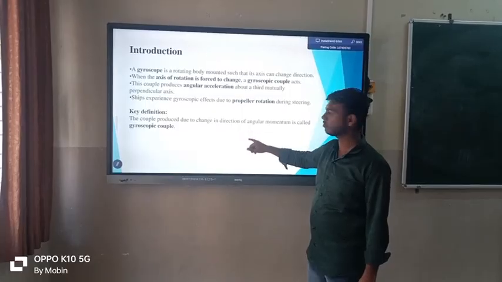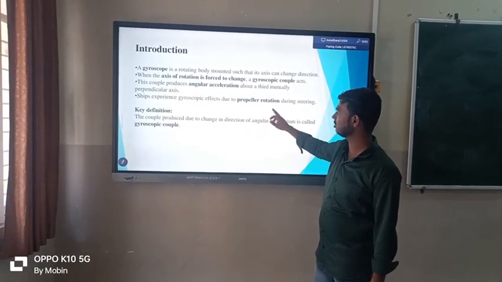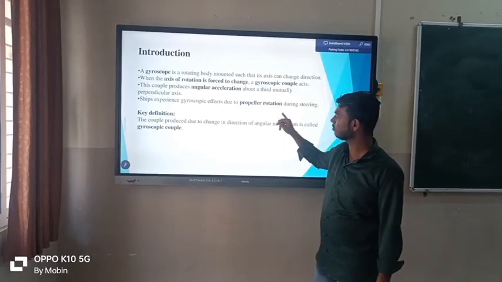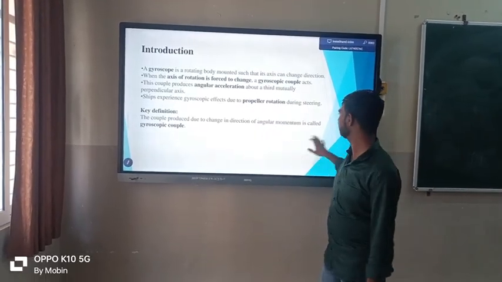In this example of a ship, the propeller is rotating. Because of the propeller, the gyroscopic effect is taking place.